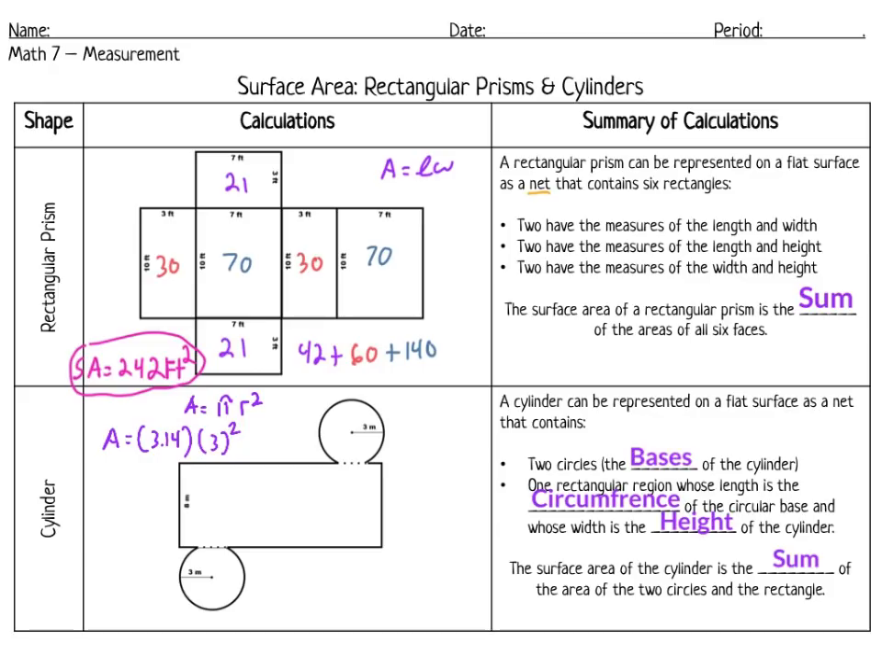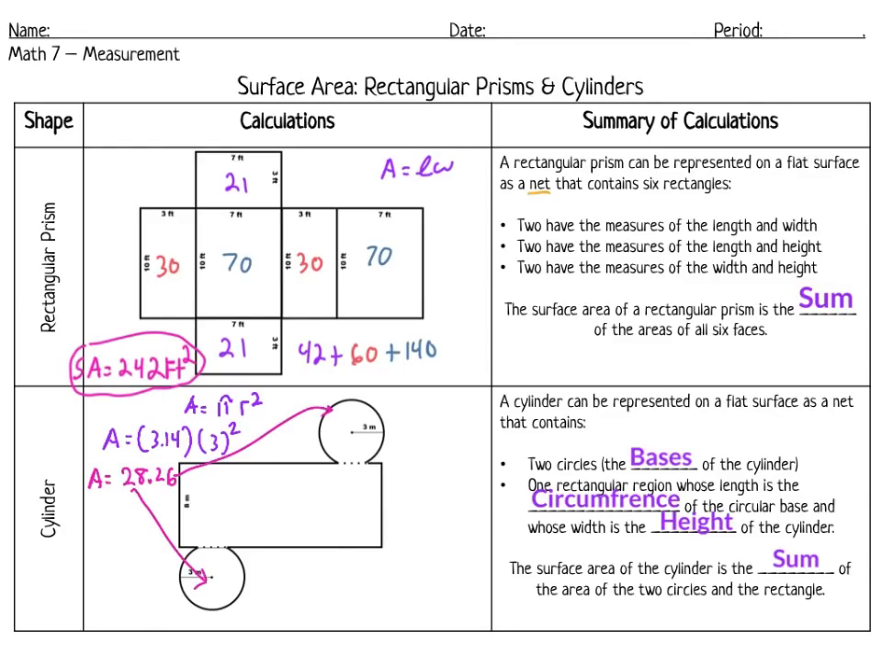So then we're going to multiply our 9 times our 3.14. And when we do that, we're going to get 28.26. So we know that's going to be the area of one of our circles, but we've got 2 circles, so we're going to have to make sure that when we go to add them together at the end that we've got 2 circles there. So we've got 28.26 for this circle, 28.26 for this circle.